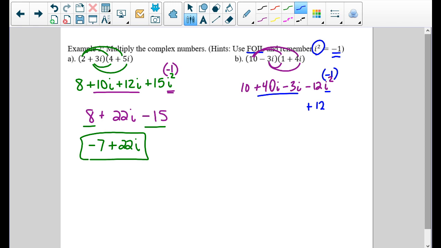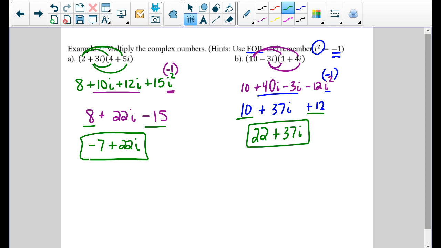Again, if I want to combine my i's right away, I can. 40 minus 3 is a 37i, and that's positive. Bring down my 10, and now I can combine the real numbers here, 10 and 12. So 10 plus 12 gives me 22. Bring down the imaginary part, 37i. So 22 plus 37i. That's multiplying with complex numbers. The process isn't any different than what you've already learned. You're just applying it with the i's, and the only thing we have to remember is that i squared equals negative 1.